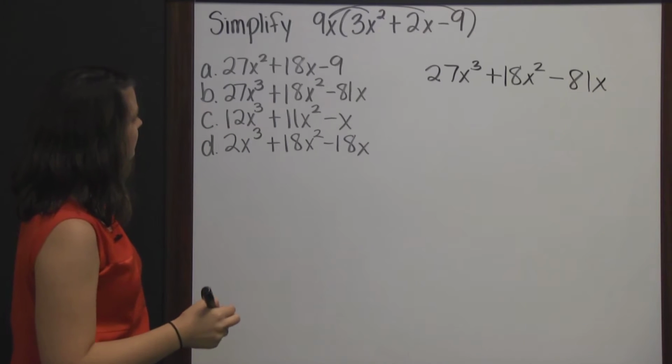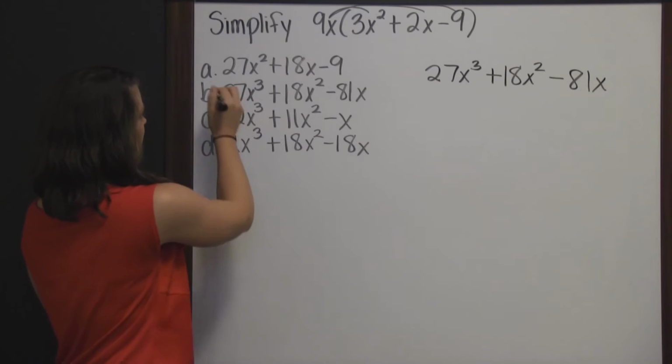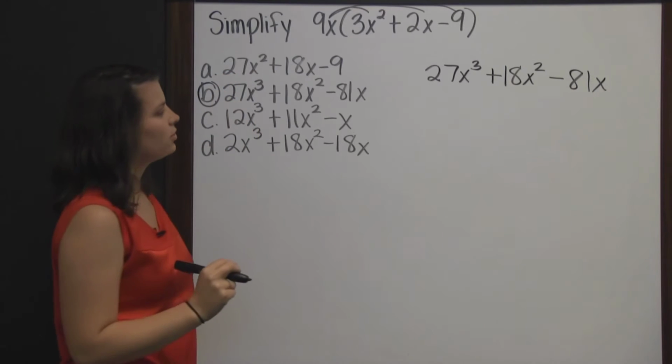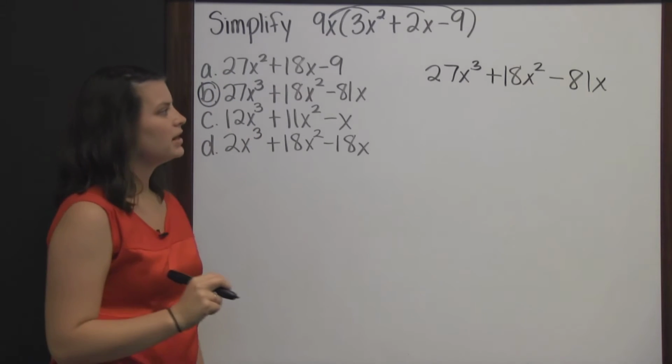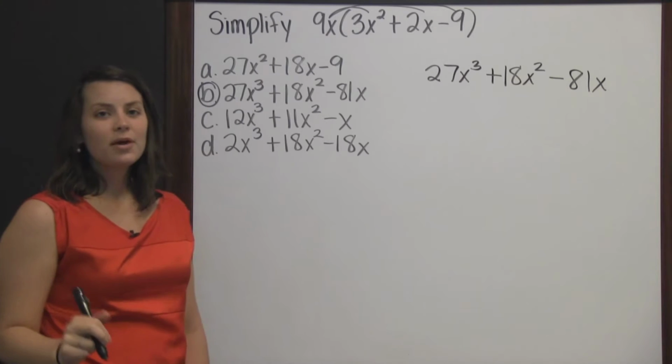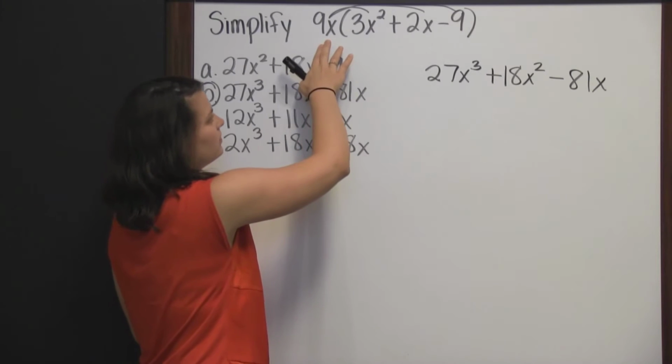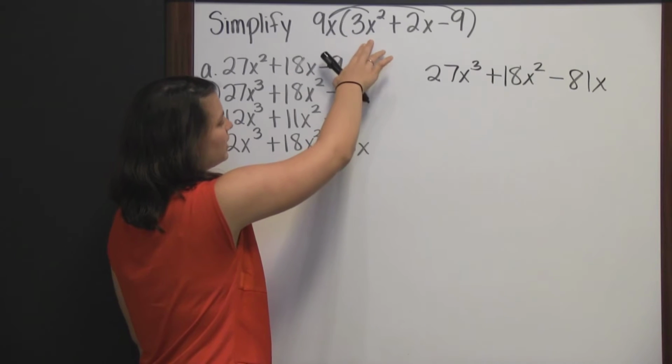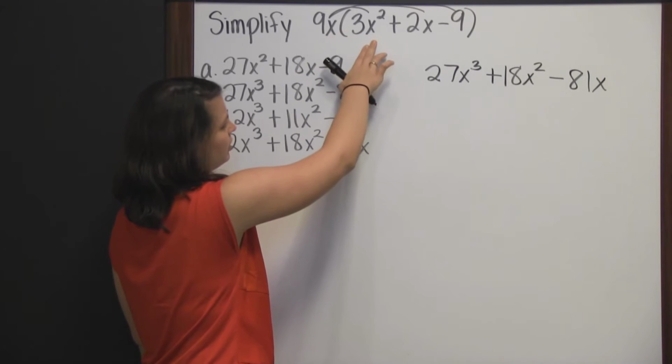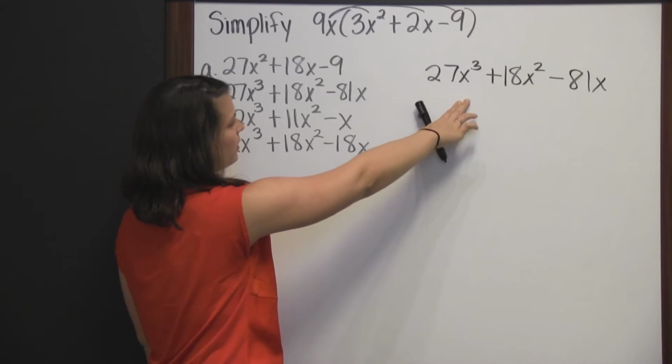And that would be answer choice B. 27x cubed plus 18x squared minus 81x. So remember that when you multiply x times x squared, you're adding the exponents. And that's where the x cubed comes from.